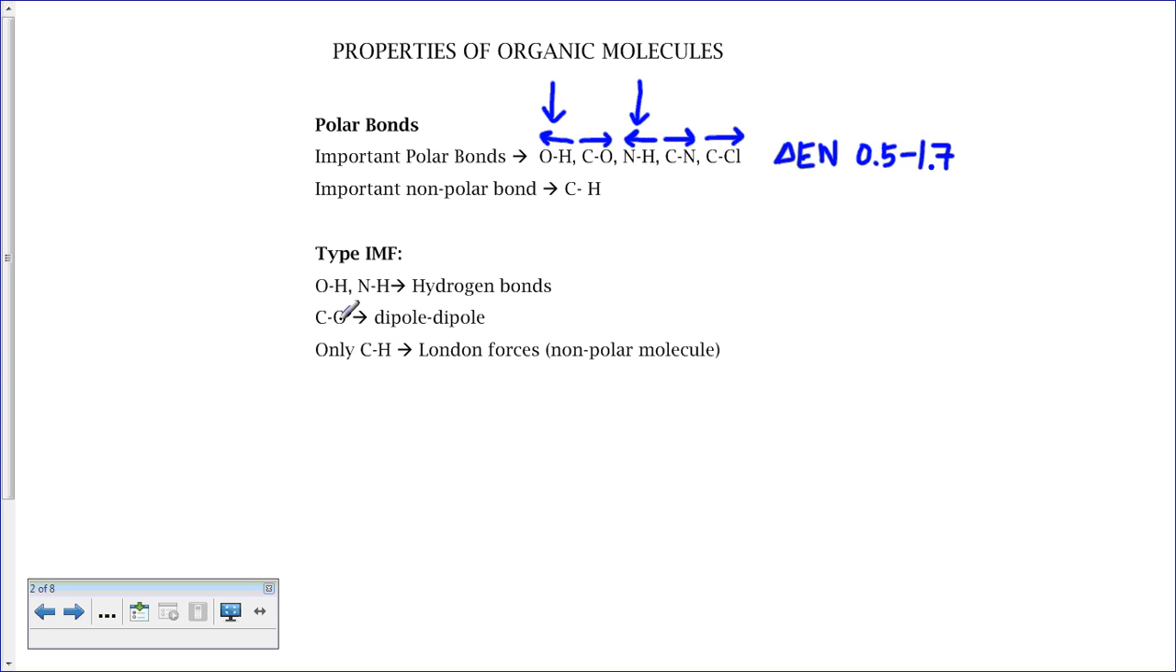Molecules that have C double bonded to O, like aldehydes and ketones, will form dipole-dipole forces. And molecules that only have carbon and hydrogen, such as the hydrocarbons, will only have London forces. They will be nonpolar molecules because the only bonds that are of concern are the CH bonds, which are nonpolar.